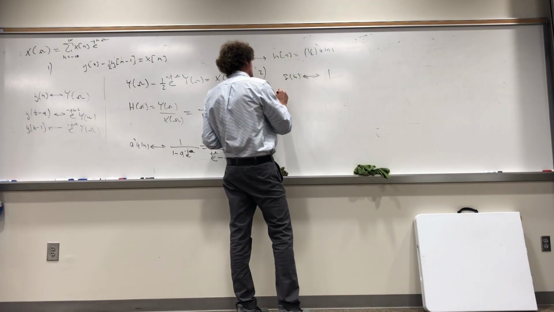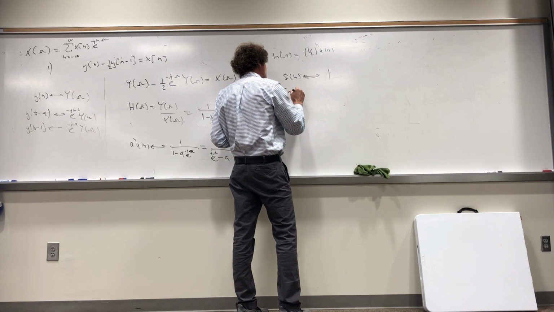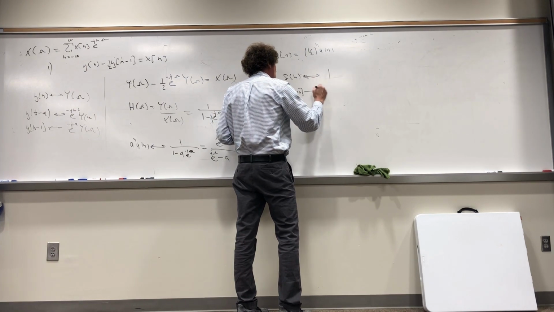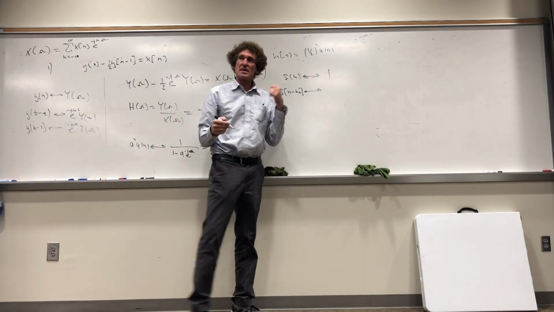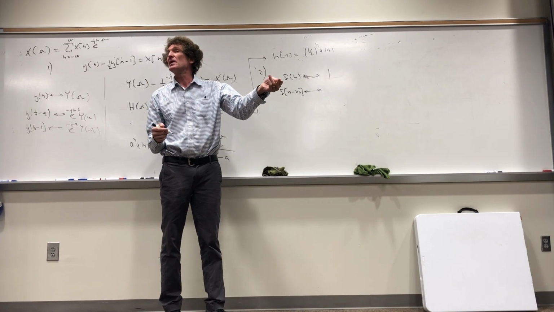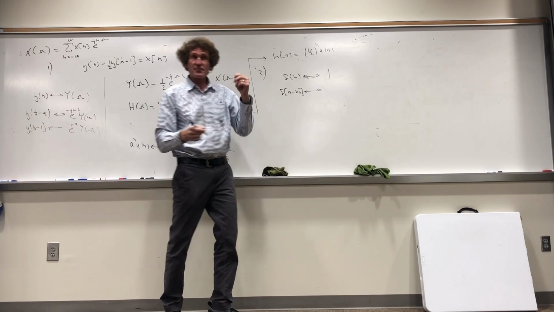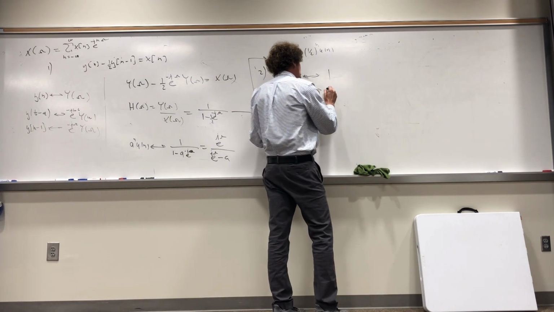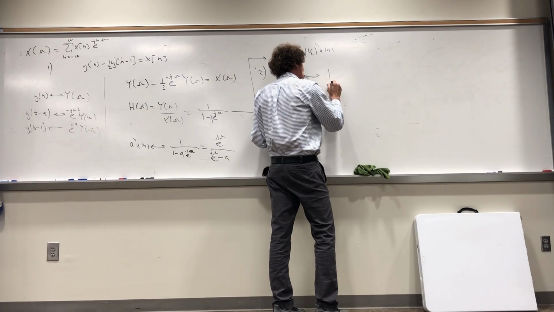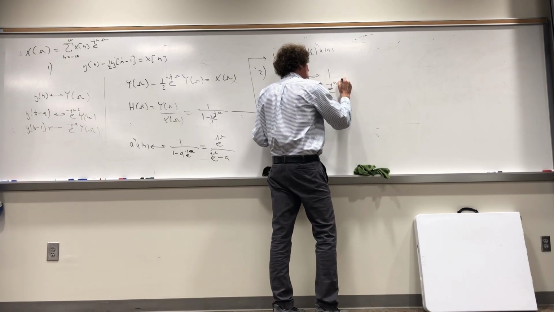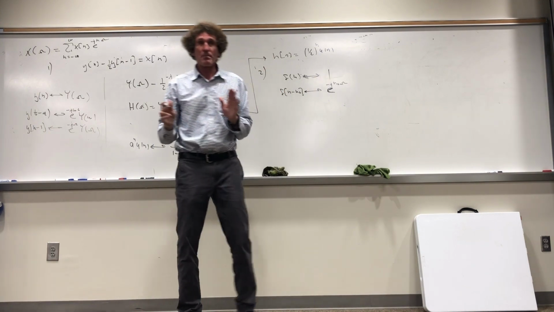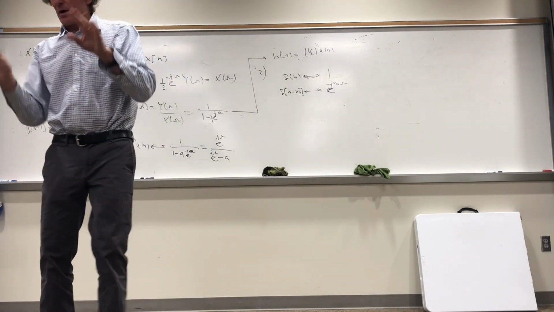Next, it's a time delay. Delta of n minus, is it n naught? Yes. All right, what do you know happens? Delay in time is what in frequency? Phase, right? Always a phase. And this will be simply e to the minus j n naught omega. That's it, right? Now, well, I'll leave it at that.